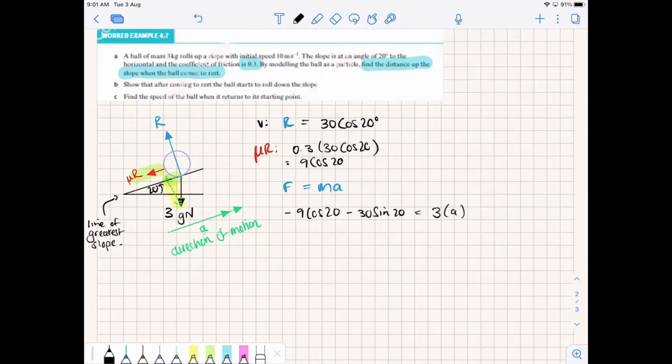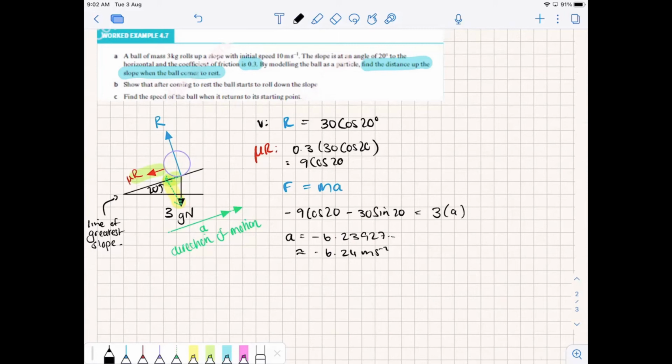So we have minus 9 cos 20 minus 30 sine 20, and we need to divide that by 3. That's going to give us an acceleration, or actually a deceleration, of minus 6.23927, etc., which we can simplify to minus 6.24 meters per second squared. And I'm immediately going to store that into my calculator, okay? Because I want the exact answer.